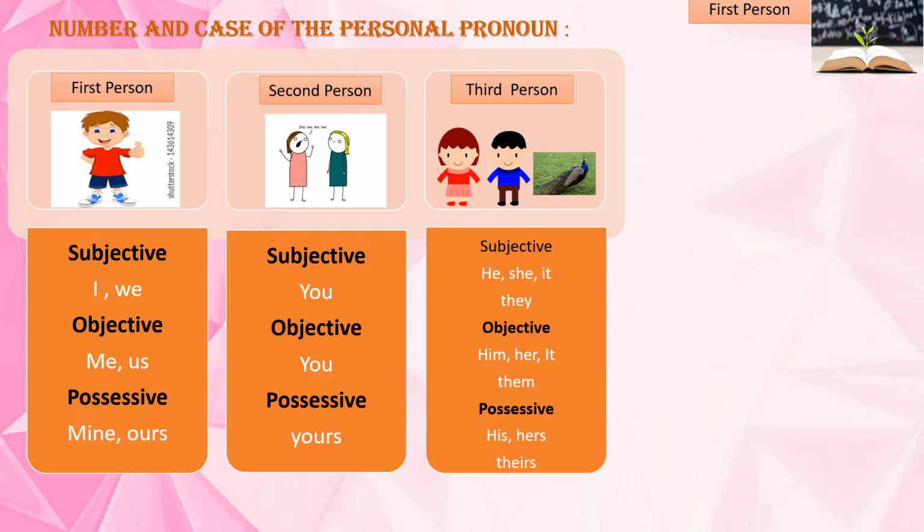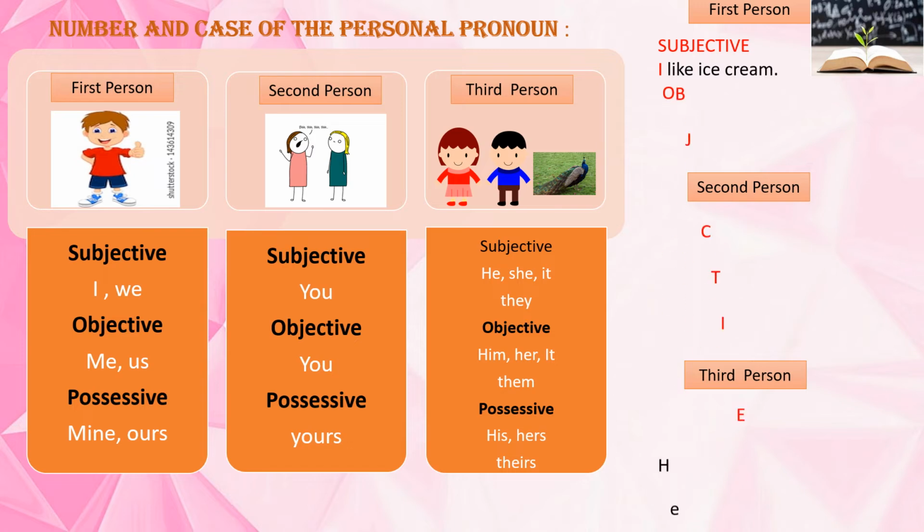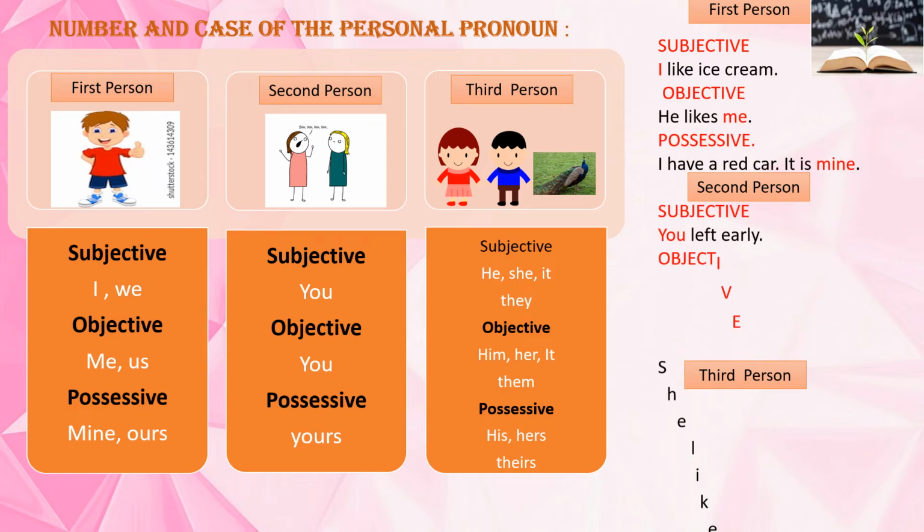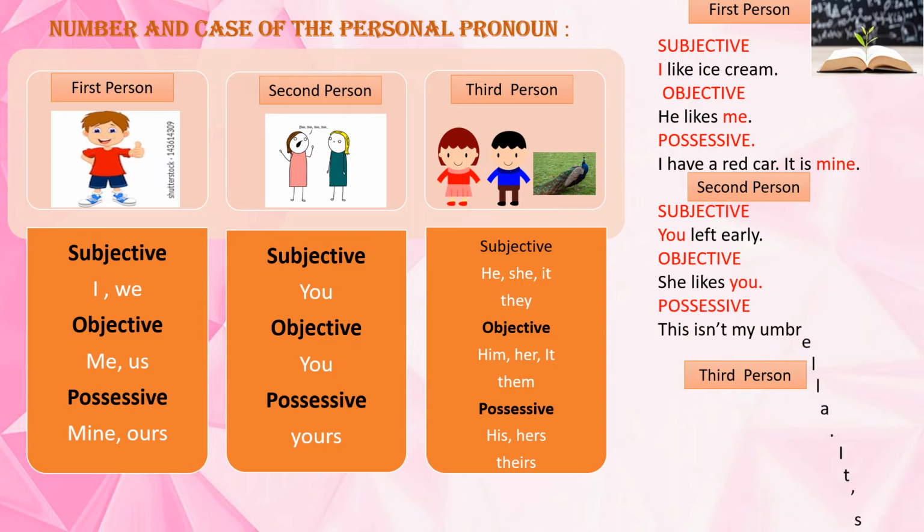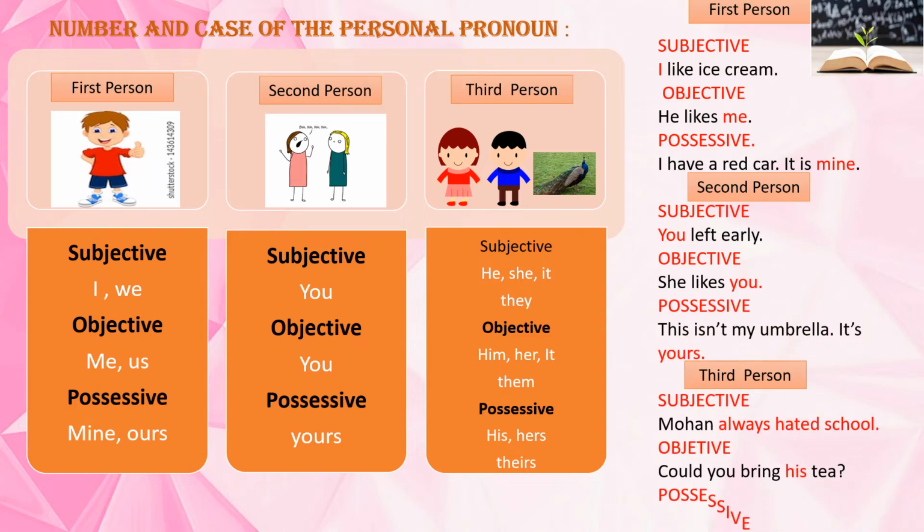Let us see the example, children. On the right side of your screen, you can see the examples of first person, second person, and third person. When it is subjective, you can see I have marked it in red color. I like ice cream. So I comes in the subjective. But in the objective case, he likes me. Here you cannot write he likes I. I always comes in the subject part and me always comes in the object part. The object part always comes after the verb.